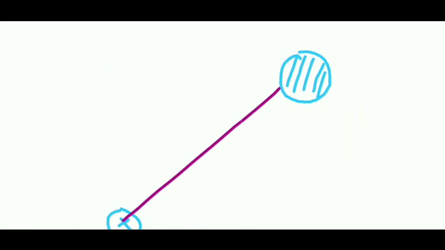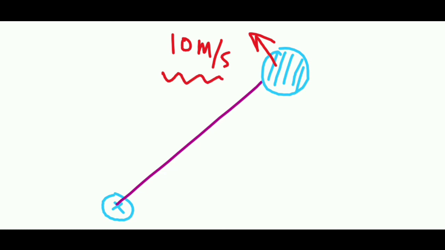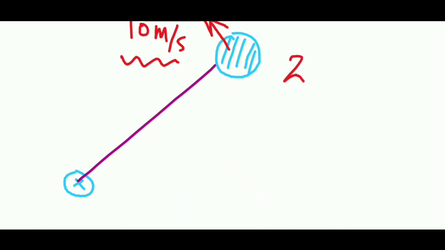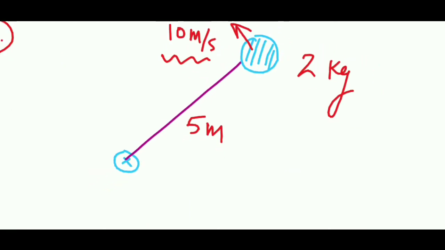The velocity of this object, let us take it in this direction. It will be tangential to the circle. So this is 10 meter per second. This velocity and this rope will both be perpendicular. Velocity over here is 10 meter per second. Let us assume the mass as 2 kg. Length of this rope, I am assuming 5 meter.